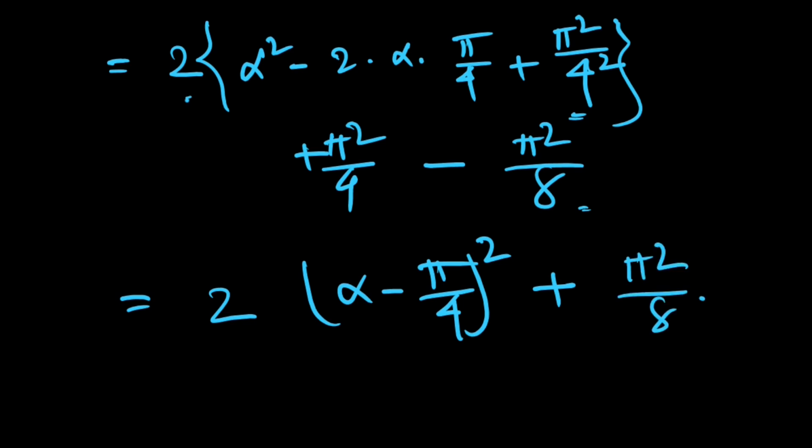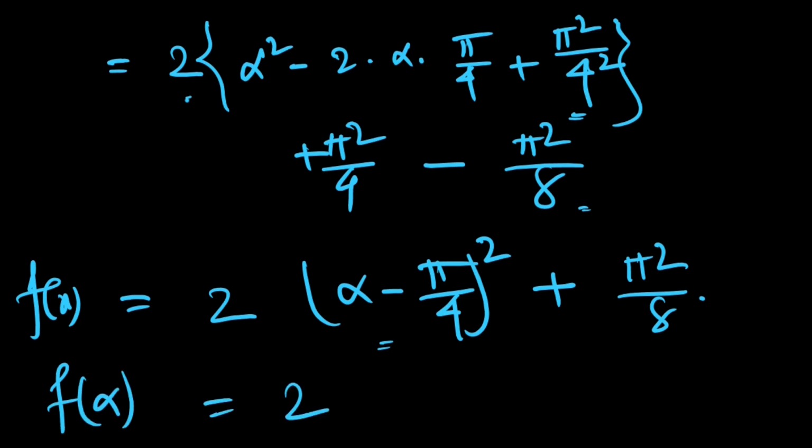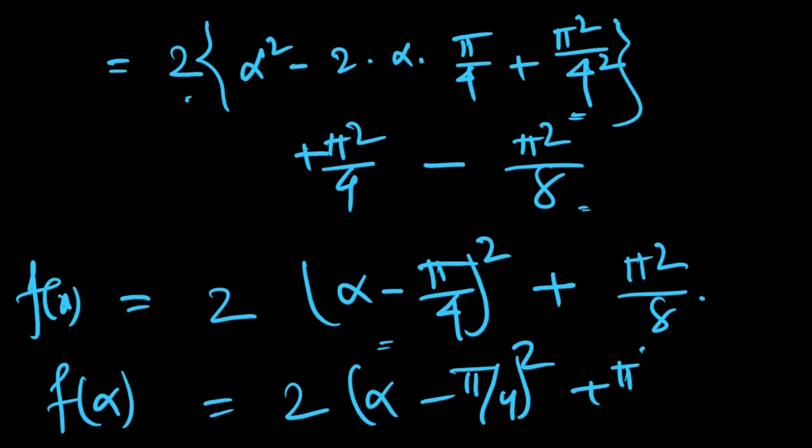Therefore we got our f of x value is equal to this. If we write f of x in terms of alpha, we write it as f of alpha, that is 2 times (alpha minus pi by 4) whole square plus pi square by 8.